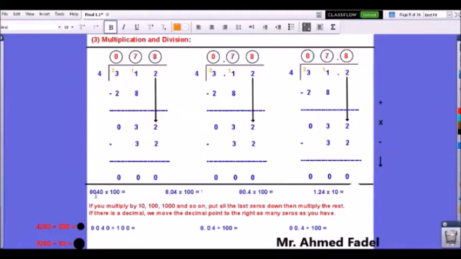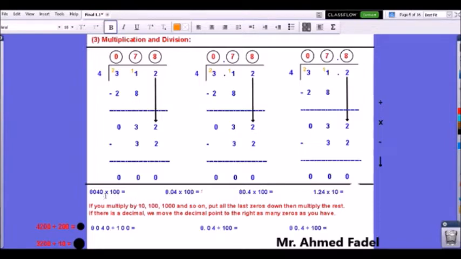All right, if we have here multiplication, but by tens, hundreds, thousands, and so on. Here is the rule. It says to you, if you multiply any number by 10, 100, or 1000, and so on, put all the last zeros down, then multiply the rest, which means I have here 2 zeros, I have here 1 zero. Well, just put the 3 zeros down there. All right, so I'm going to have 3 zeros there.